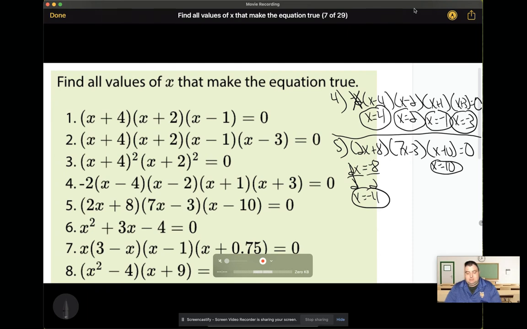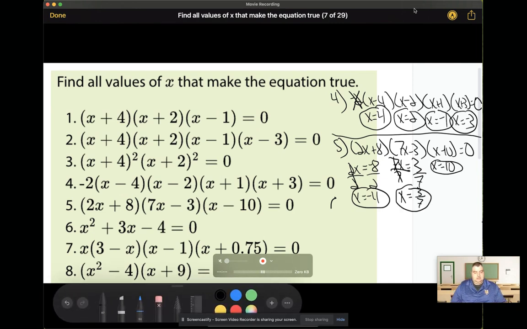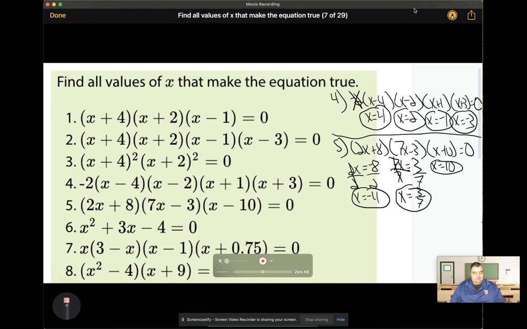If this were just x minus 3 equals 0, I would say x equals 3. Well, because it's 7x minus 3 equals 0, I'm going to say 7x equals 3. And then I'm just going to finish it off by dividing both sides by 7. So x equals 3 divided by 7, that's a decimal, so I'm going to leave that as x equals 3/7. Okay, so that's it for number 5.